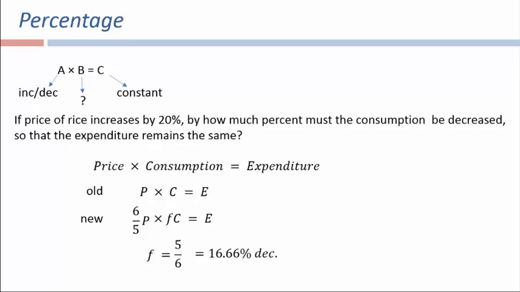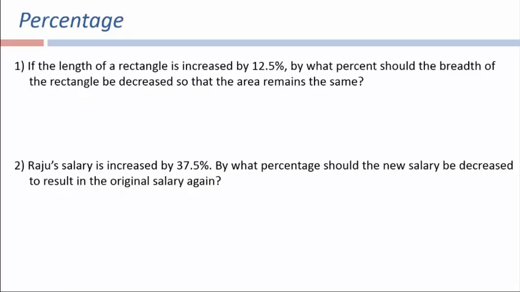Let us try to solve a few similar questions. Length of rectangle is increased by 12.5% and there is a decrease in the breadth of the rectangle. Now we know that the area of rectangle is length into breadth. So L is increased by 12.5%. Now fraction equivalence of 12.5% is 1 by 8. And for increase we will add 1 to 1 by 8. So L will now become 9 by 8 L.